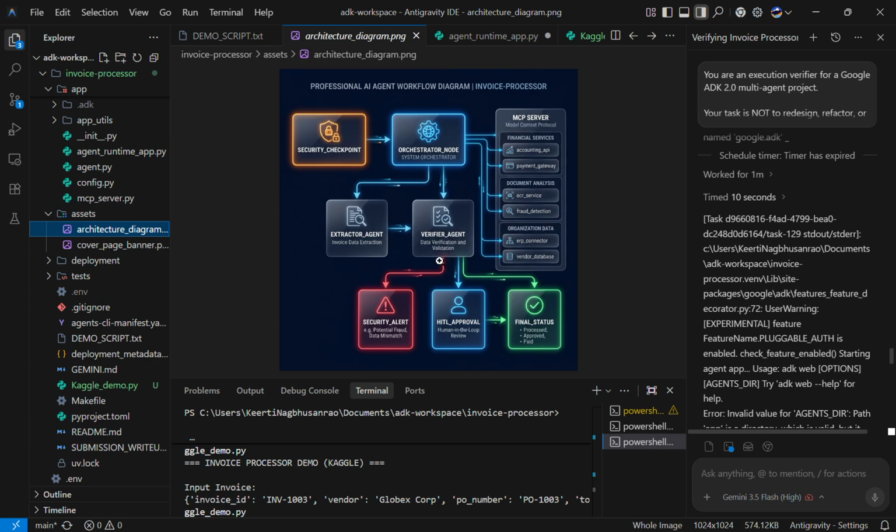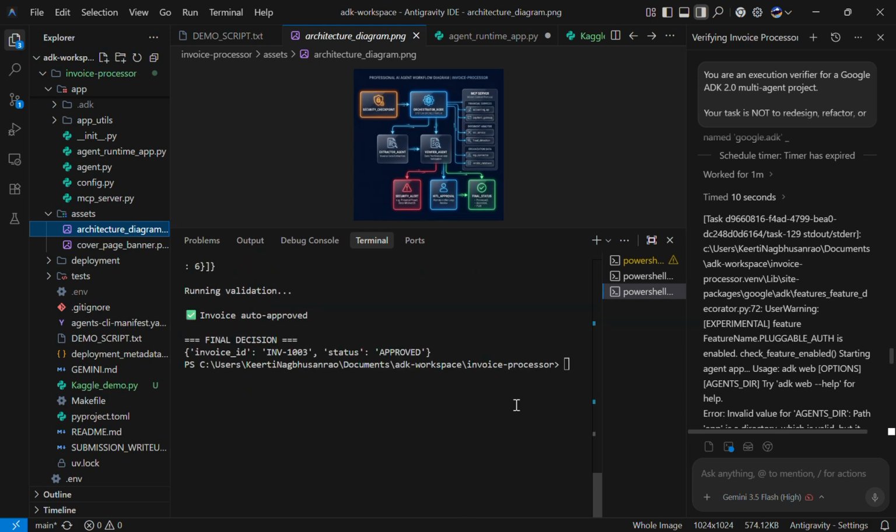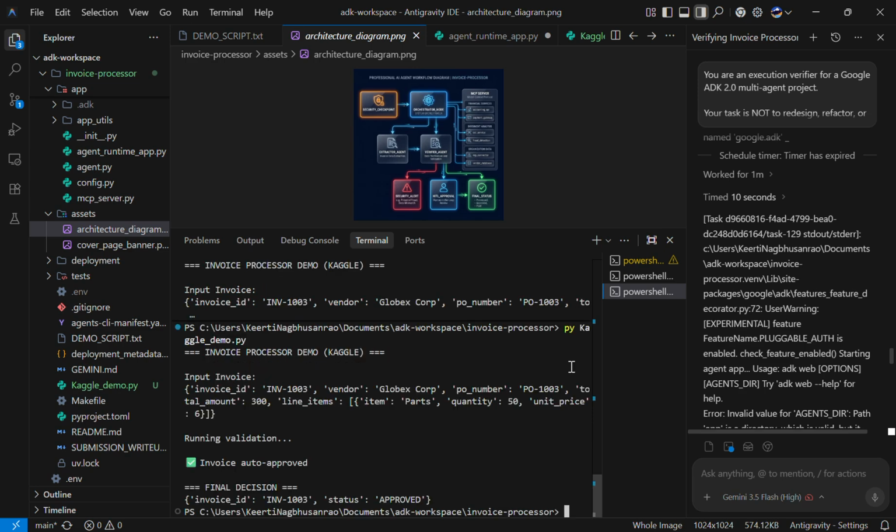Now I will be walking you through the live demo. I have created a demo. So this is the input of the invoice. Here I have given an invoice ID, vendor, PO number, total amount, what the items are, and their quantity and unit price. After validating all this together, it will provide whether it got approved or not.